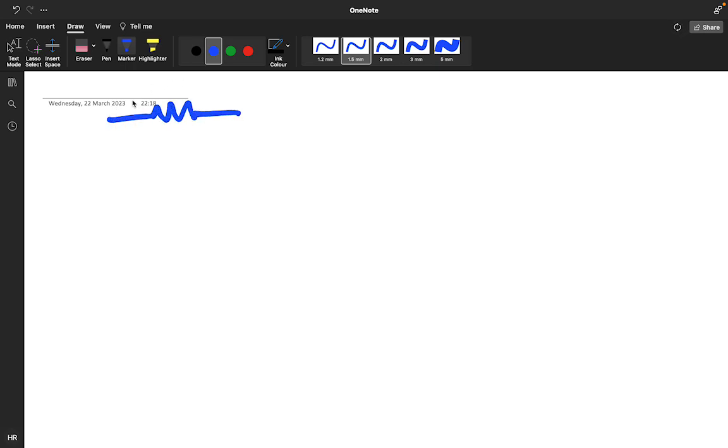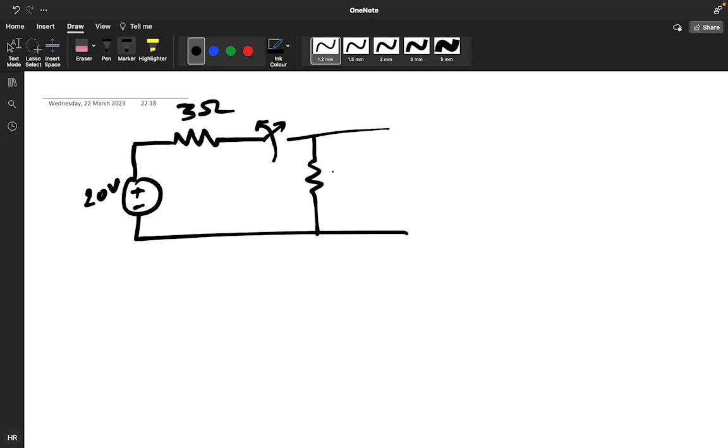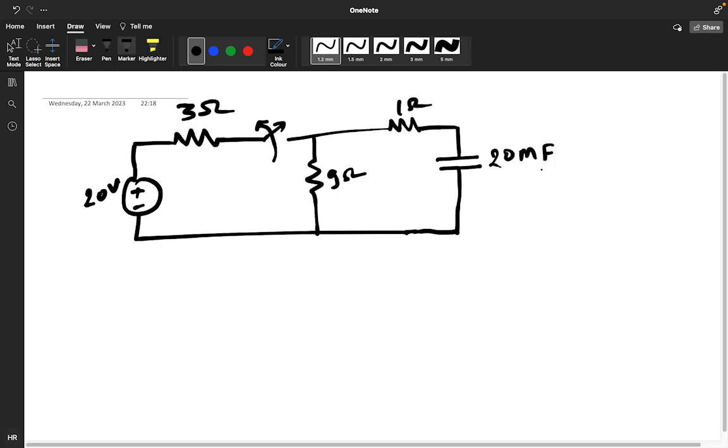Suppose this is your 3 ohm, this particular is your positive negative 20 volt, and this is 9 ohm, this particular is your 1 ohm, and this is 20 microfarad. This is positive negative VC.